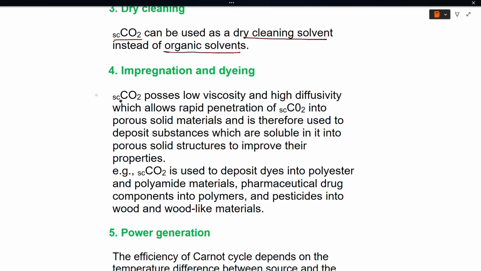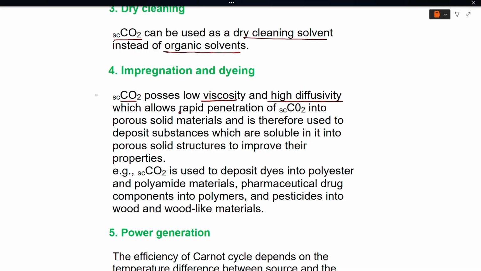Supercritical carbon dioxide possesses low viscosity and high diffusivity. It diffuses very fast, and the viscosity is very low, and therefore it allows rapid penetration of supercritical carbon dioxide into porous solid material. If you have a porous solid material, supercritical carbon dioxide can diffuse into it because the viscosity is low and it has a high diffusivity. It can go into the pores and extract or take things out.